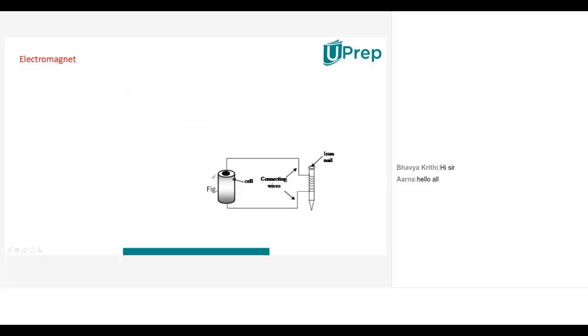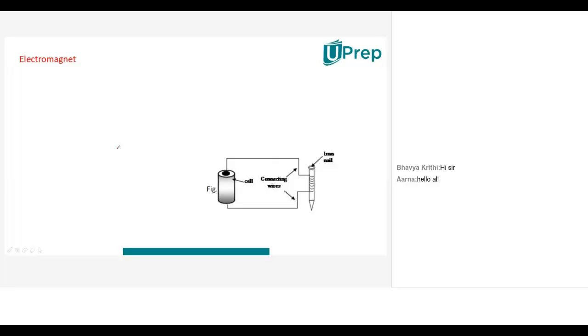These are heating effect devices, the two devices you learned. Now we are learning about the magnetic effect. To learn about the magnetic effect, first you have to understand the electromagnet. One diagram is given in your slide. One cell is there and it is connected to the copper wire, which is wound around what? An iron nail.